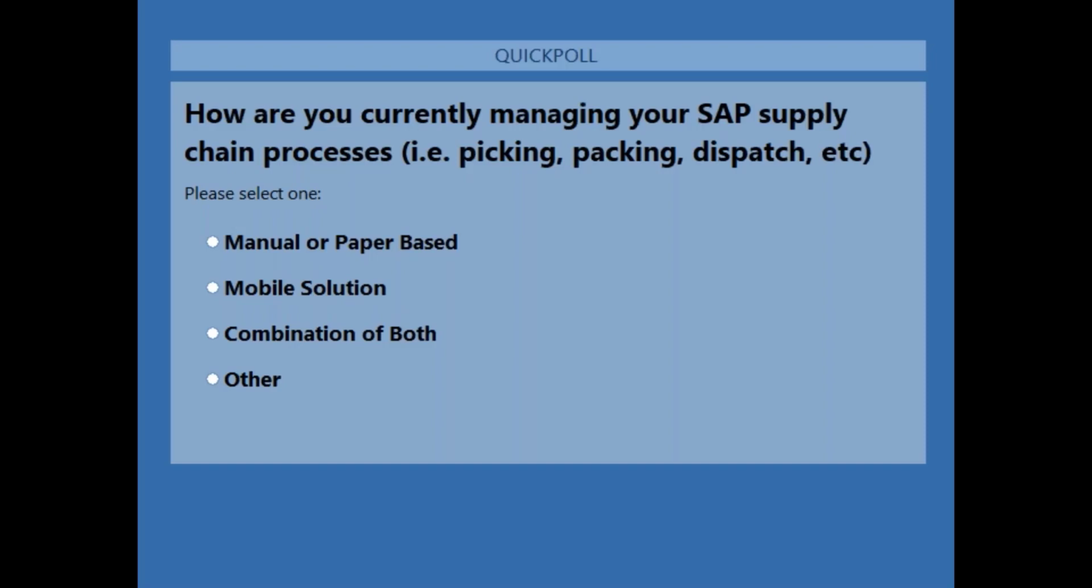Any moment now. So I can see the results coming through here. We have around 30% manual paper-based, 15% mobile, and 44% combination of both. Okay, so it's very interesting. There's still a lot of paper within the supply chain, and there's a combination of manual paper-based and mobile solutions. So that's really interesting.